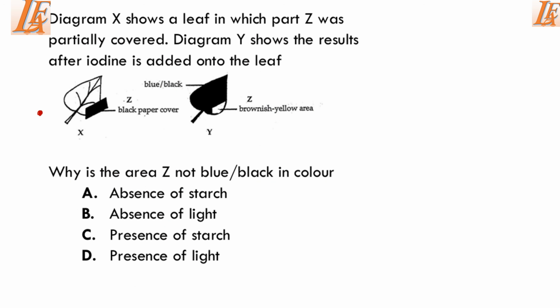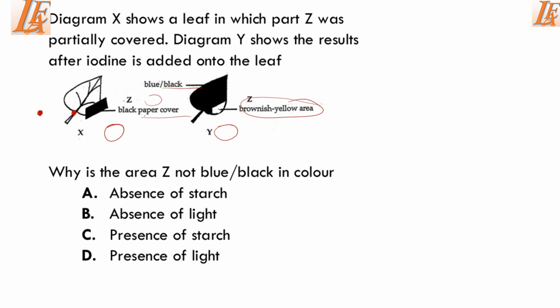Question 26. Diagram X shows a leaf in which part Z was partially covered. Diagram Y shows the result after iodine was added to the leaf. So in this case, you can see we have leaf X here and then leaf Y here. Part Z was covered by a black paper. Then after it was removed, iodine solution was added to the leaf. This part Z turned brownish yellow in color, and the rest of the part which was not covered turned blue black. Now the question is, why is the area Z not blue black in color?